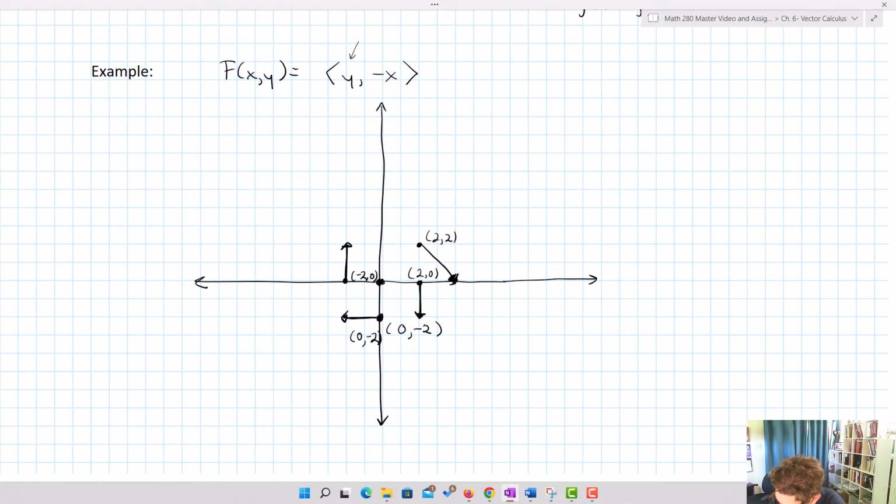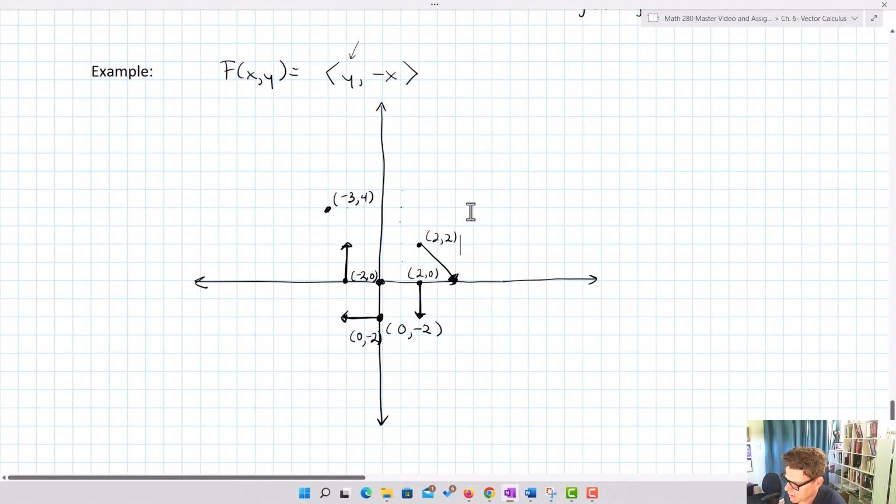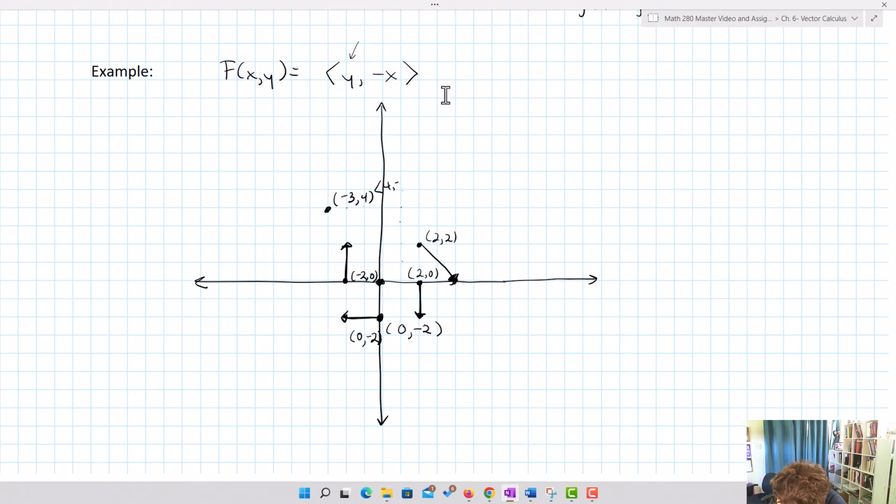Let's take another one. Let's imagine that we come up here, and this is negative 3, positive 4. So negative 3, positive 4 is now going to go to 4, positive 3. So that's 1, 2, 3, 4, and 1, 2, 3.